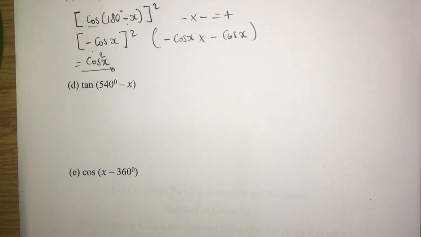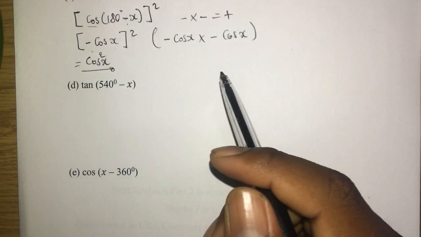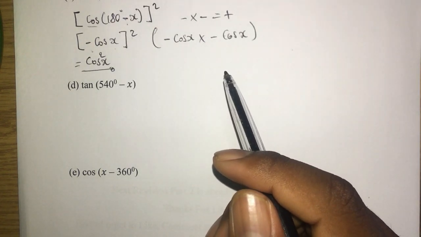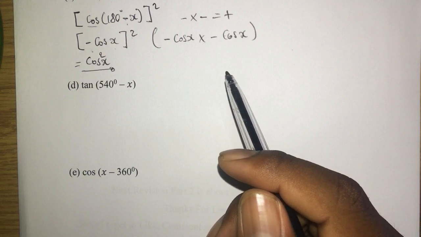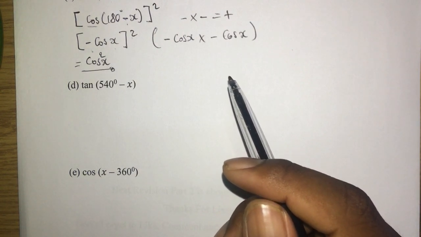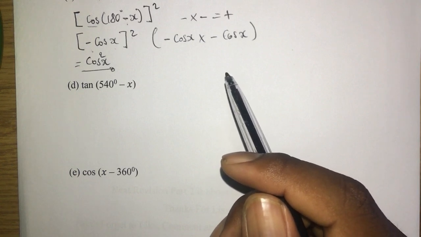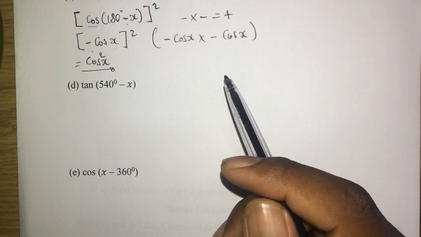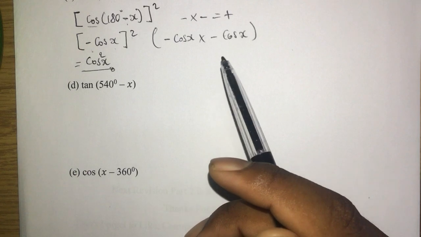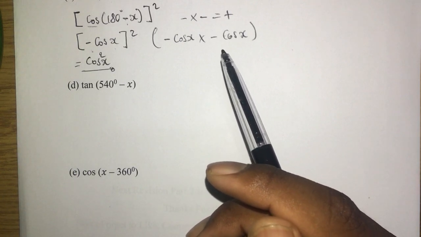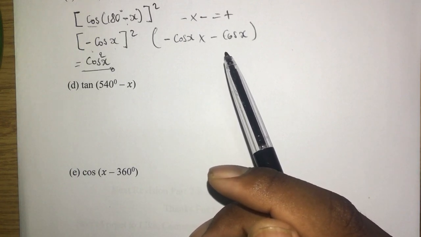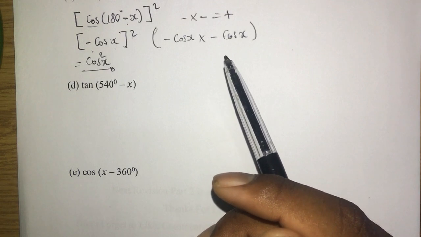Okay, so let's continue and do D. D says tan(540 minus x). All the time when you get a number that is above 360, you must reduce it. By what? By minusing 360. When it is negative, less than 0, you add what? 360.